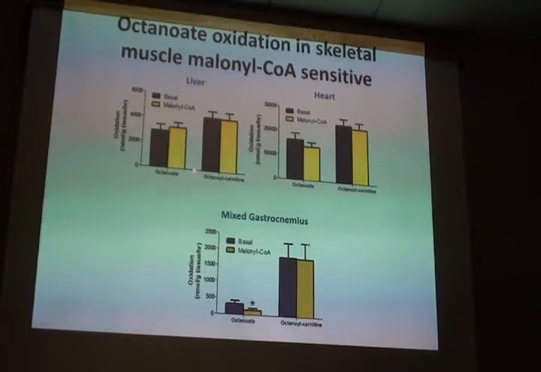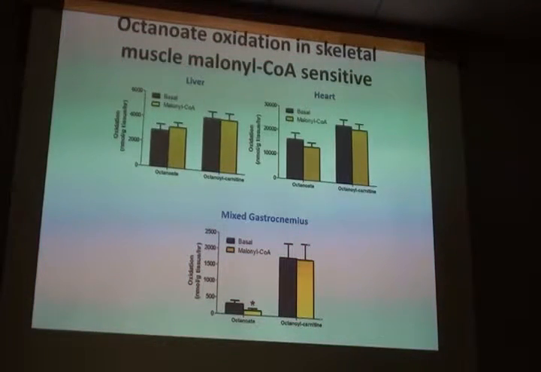We took octanoate and octanocarnitine that were radio-labeled, and we did these incubations in the presence and absence of malonyl-CoA, which is a CPT1 inhibitor. And again, what you see in the liver and the heart is that, number one, malonyl-CoA had no effect in either tissue, and with the octanocarnitine, the oxidation rates were a little bit higher, maybe 40 to 50% higher.